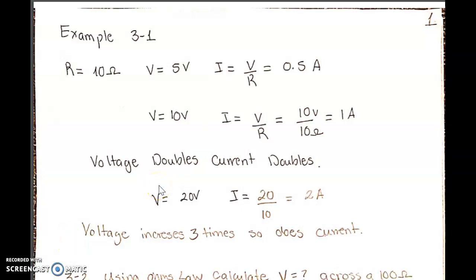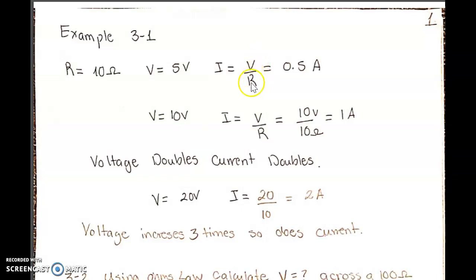Chapter 3, Examples and Problems. Example 3.1. Using Ohm's law formula, verify that the current through the 10 ohm resistor increases when the voltage is increased. So we are going to keep the resistance at 10 ohms, and we are going to vary the voltage to see the mathematical impact it has on the current.